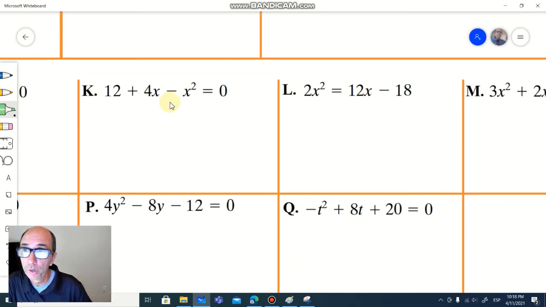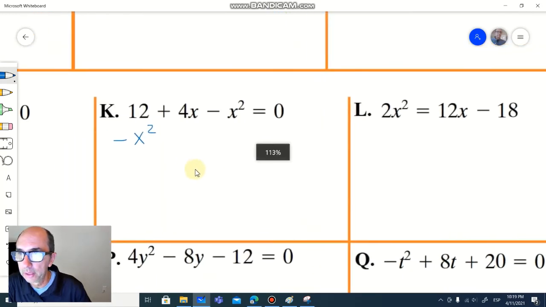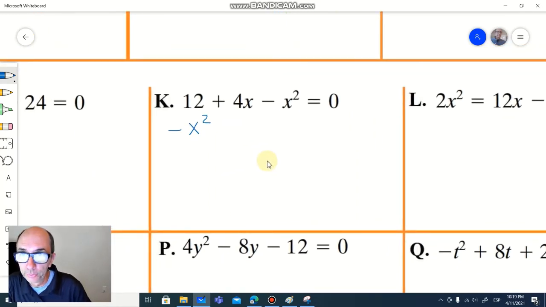See, we have 12 plus 4x minus x squared. Remember, when you find A, B, and C, you need to have the quadratic equation in the right order of terms. The higher exponent at the beginning, then the second higher exponent, then the constant at the end. So the right order is this: negative x squared plus 4x plus 12 equals 0. Now it is right. Now we can find A.